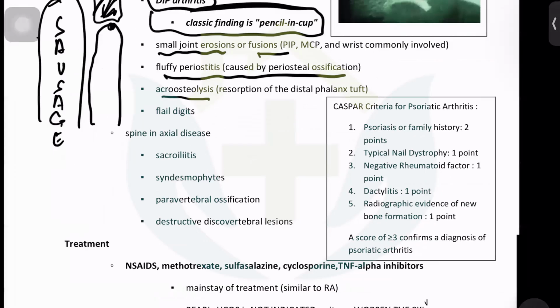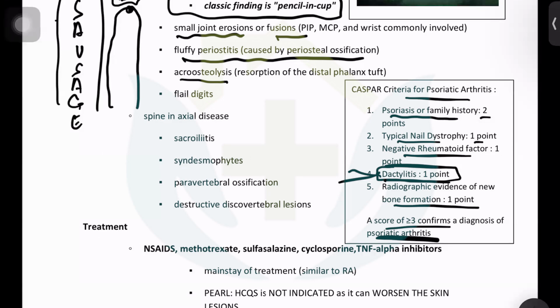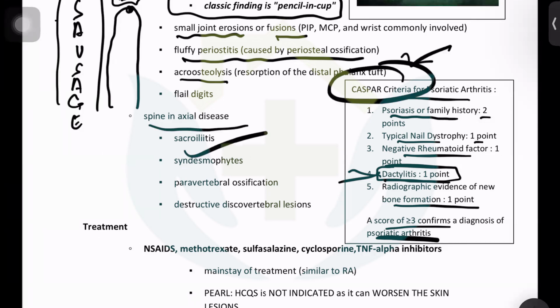The criteria are Casper's criteria. That is, psoriasis or family history of psoriasis, 2 points. Typical nail dystrophy, 1 point. Negative RA factor, 1 point. Dactylitis is not seen in any other disease of rheumatology, but psoriatic. Radiographic evidence of new bone formation, 1 point. Score of 3 or more confirms psoriatic. Spine and axial disease: sacroiliitis, syndesmophytes, paravertebral ossification, destructive discovertebral lesions.